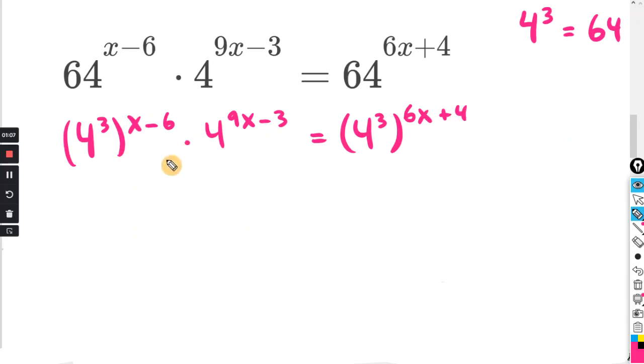All right. So you can do this in one step. I'll do it in 2 steps just since I'm showing you how to do it. All right, this 4, you distribute the 3. 3 times x is 3x. And 3 times negative 6 is negative 18. Remember, when you have a number raised to an exponent and you raise that whole thing to another exponent, the exponents get multiplied. All right, this is times 4 to the 9x minus 3.